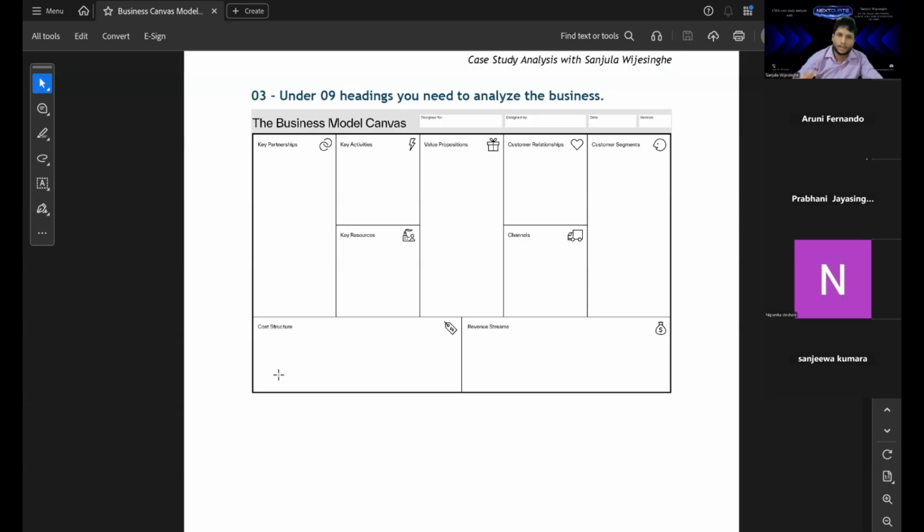Canvas is not just filling this up. Now I told you that. Identify these areas, then identify the strengths and weaknesses, then the strategic alignment in those core areas. Then you need to identify inefficiencies in these particular areas.